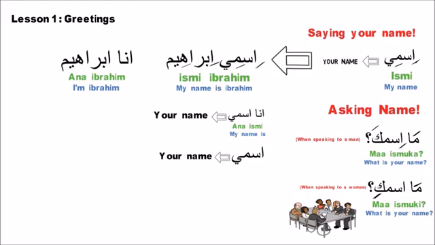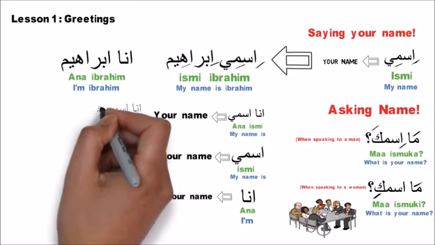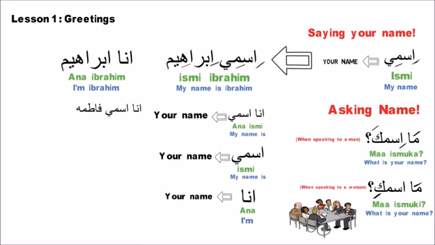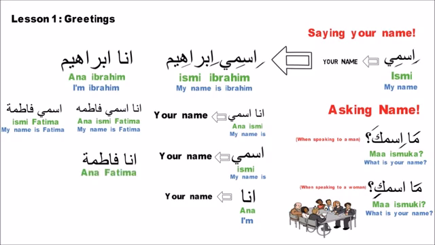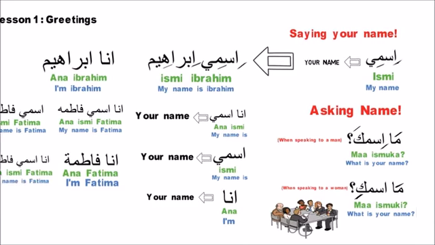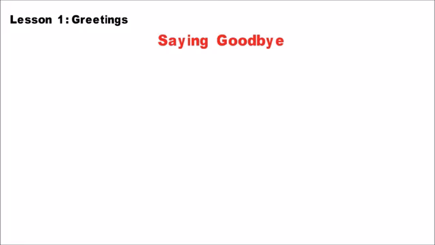And the answer is Ana ismi and your name. Or you can just say ismi and your name. Or Ana and your name. For example, Ana ismi Fatima. Fatima is a female name in Arabic. You can also say ismi Fatima. Or Ana Fatima. Or Ana ismi Fatima. All of them are the same. And don't be confused. They all mean the same. And you can use any of them.